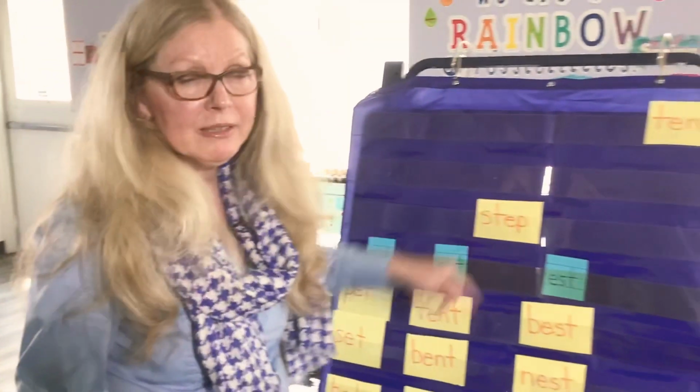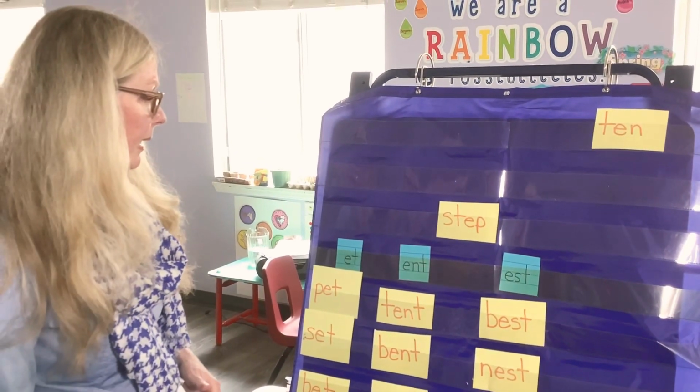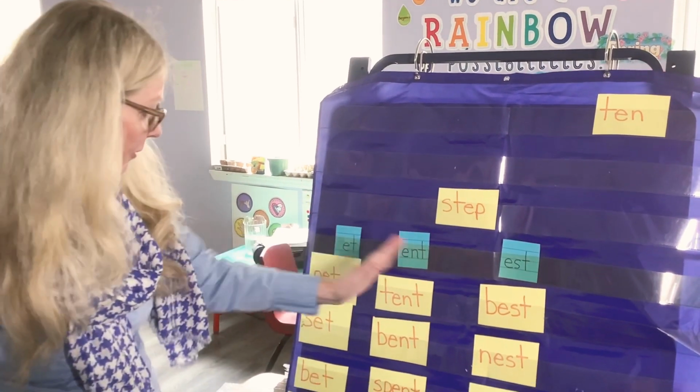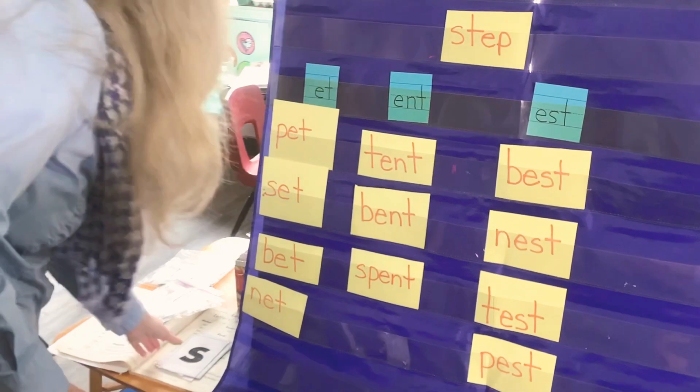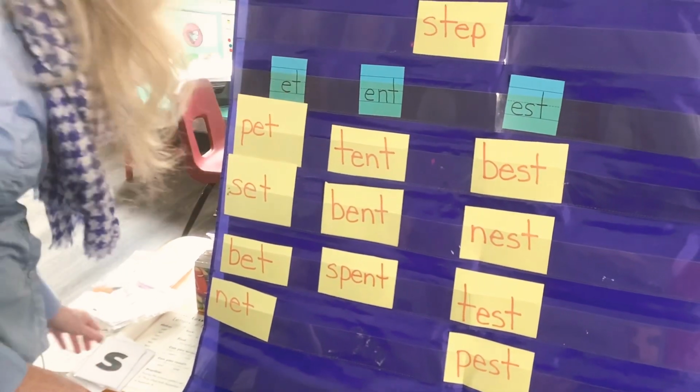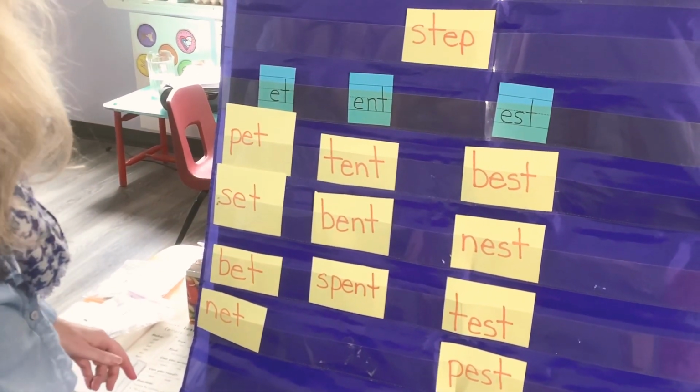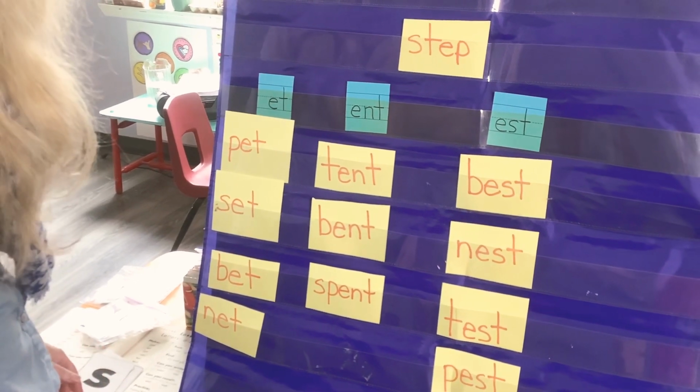All right. So we have two words left over. They didn't belong to either family. Ten and step. But we've got three families of words. The et, the ent, and the est. So I think we're going to do some et words today. We'll spell some et words.